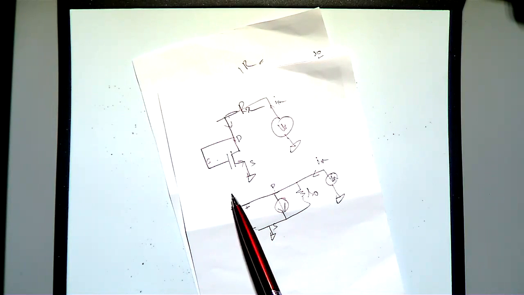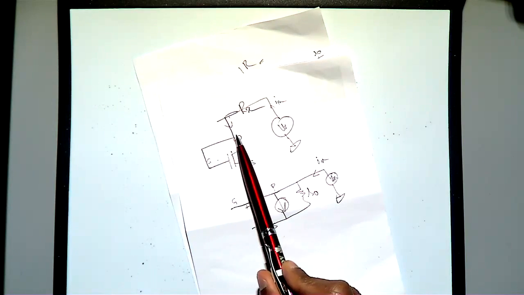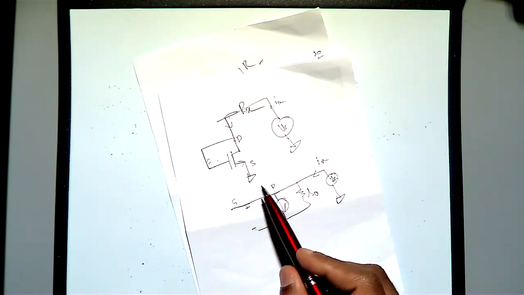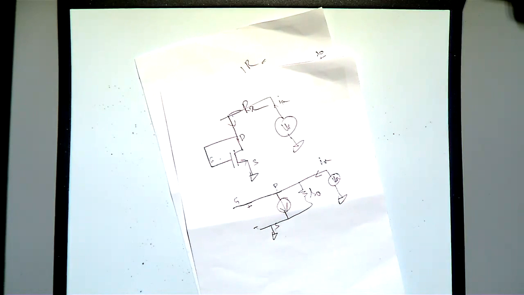But here the input is not open, your input is actually connected to the drain, so you don't have an open input, so you don't have to short it. So that is the reason the gate I connected directly to the drain. So this is the equation.